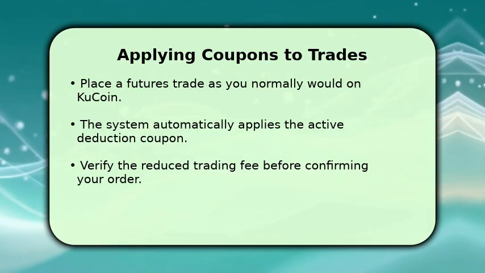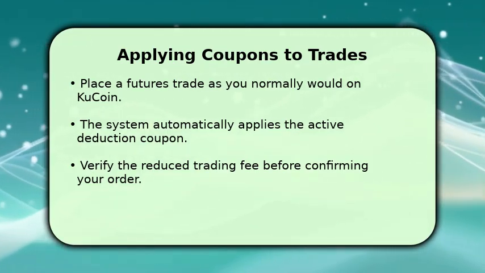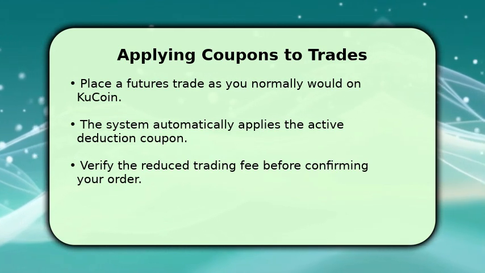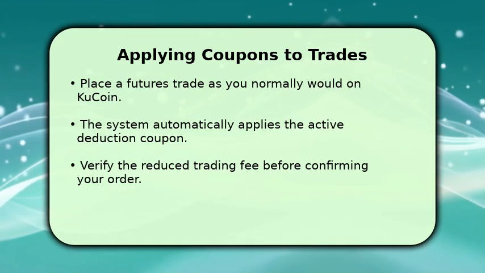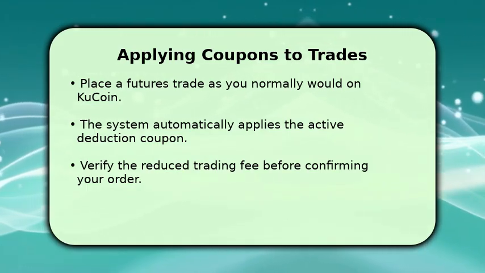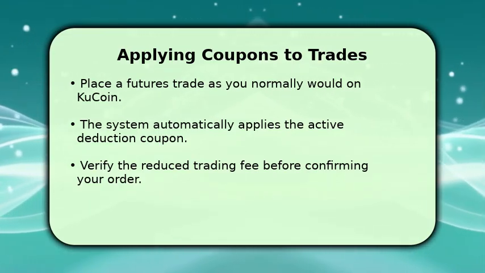The KuCoin system is designed to automatically detect and apply any active deduction coupons to your eligible trades. Before you finalize your order, take a moment to review the trade details. You should see the reduced trading fee reflected, confirming your coupon has been successfully applied.